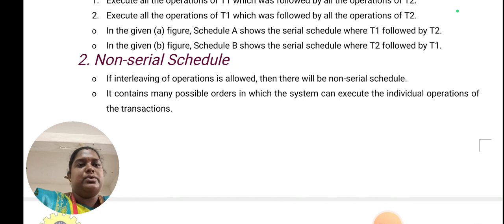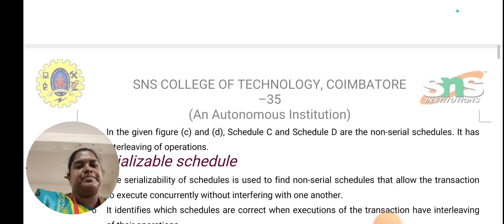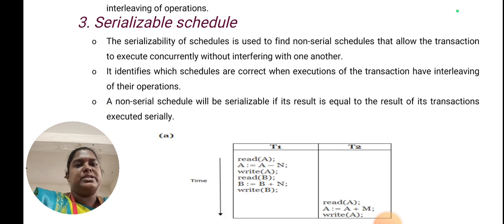In non-serial schedules, interleaving of operations is allowed, so there will be no serial order. It contains many possible orders in which the system can execute the individual operations of the transactions. Serializability of schedules is used to find non-serial schedules that allow transactions to execute concurrently without interfering with one another. It identifies which schedules are correct when execution of transactions has interleaving of their operations.